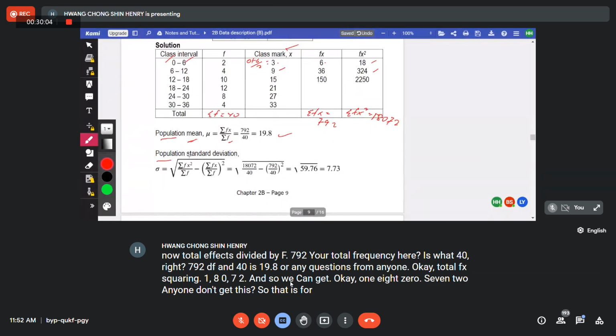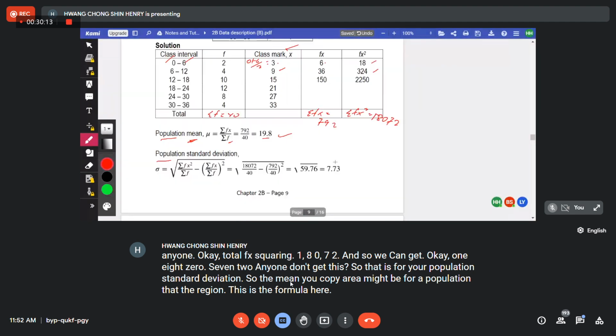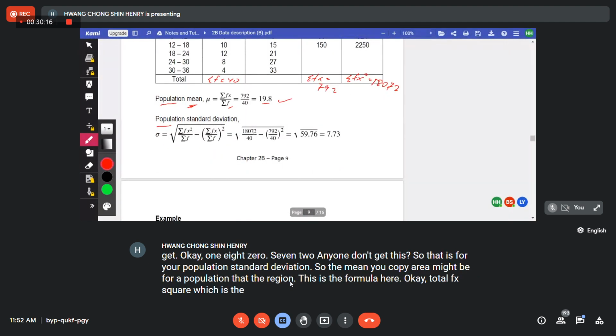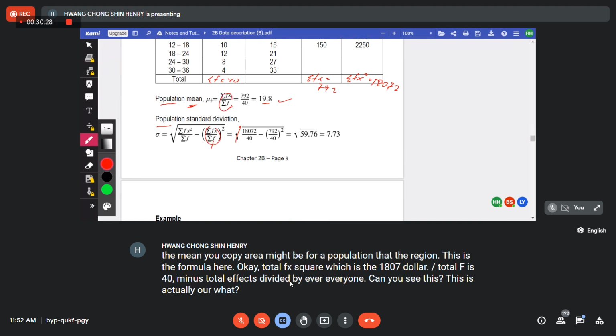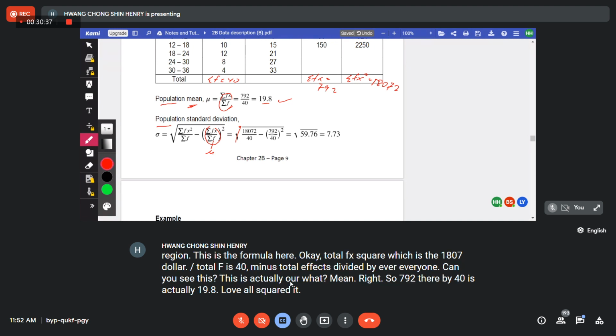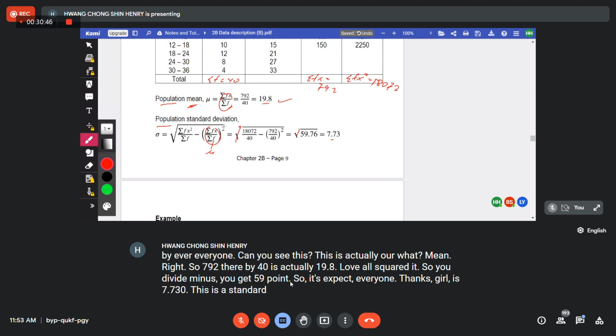So that is for your population standard deviation. The mean you calculated here is 19.8. The population standard deviation, this is the formula here. Total fx squared, which is the 18072, divided by total f which is 40, minus total fx divided by f. Everyone, can you see this? This is actually our mean, right? So 792 divided by 40 is actually 19.8, all square root. So you subtract, you get 59.76, right everyone? Then square root is 7.73. This is your standard deviation. Remember, square root.